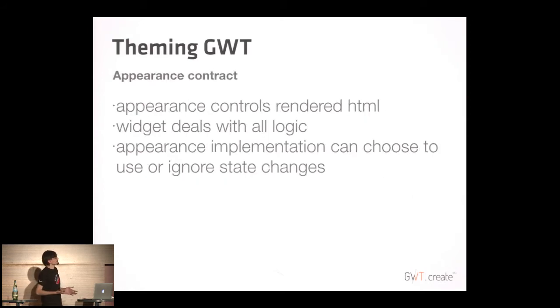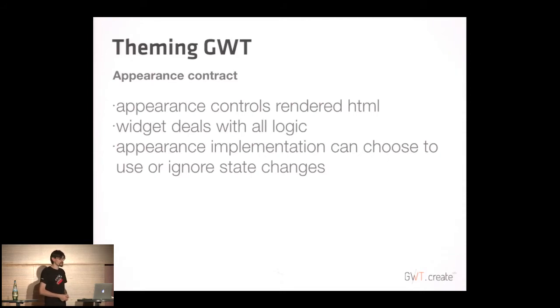So in the appearance contract, we have the appearance control all rendered HTML. It decides what actually makes it to the DOM. It decides how to change that. And it completely takes that away from the widget so that it can control that completely. The widget, on the other hand, deals with all the logical details because it's its responsibility to say, what do I do when I get a new value? Do I need to change something? Do I need to draw something else? Do I need to alert the user? Do I need to call a callback or fire an event handler?